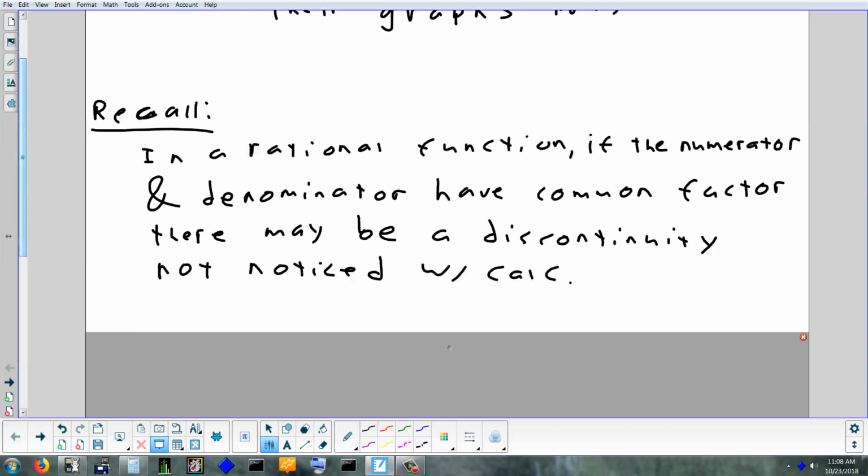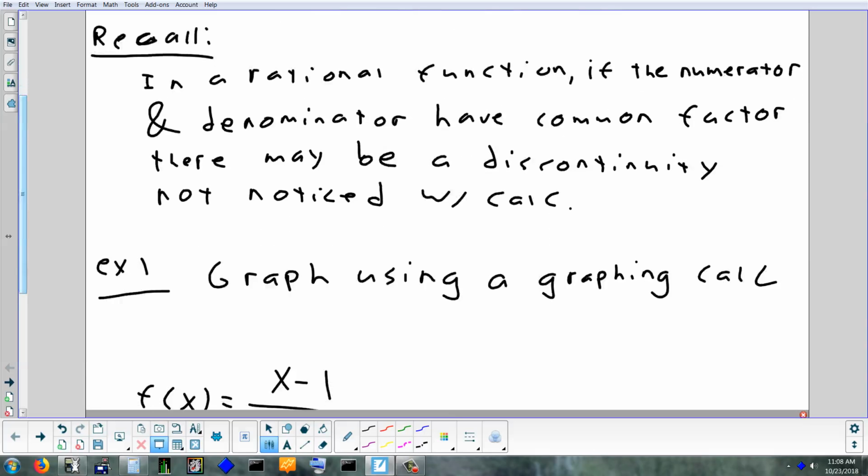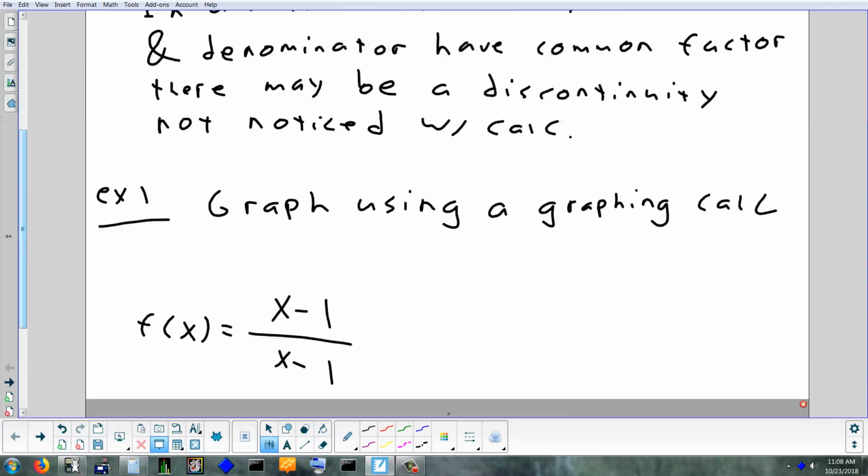And the thing is, you might not notice that when you graph it on the calculator, because the hole is so small, no matter how much you zoom in, you can't see it. So you might have to find that by hand. That's the only way to find a hole, is to use algebra. Okay, so let's graph this on a graphing calculator and see what happens. We've got x minus 1 divided by x minus 1.